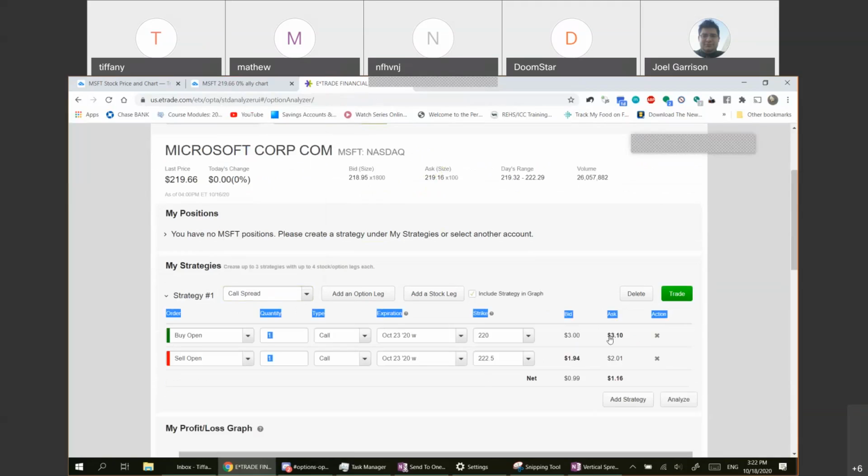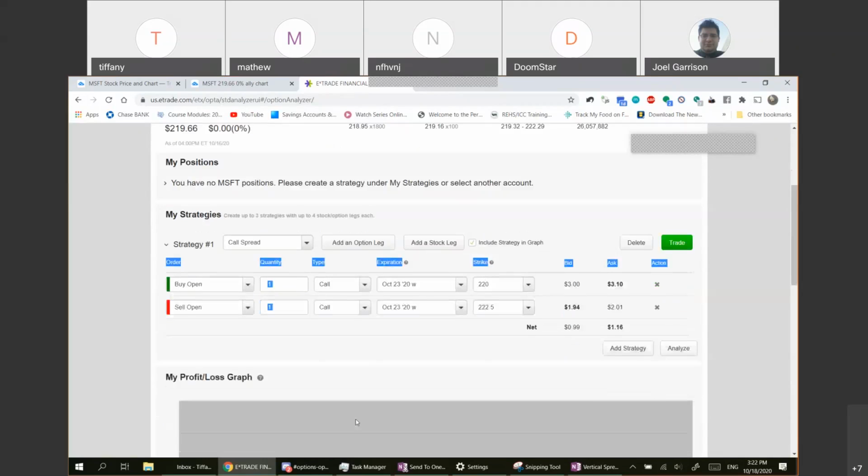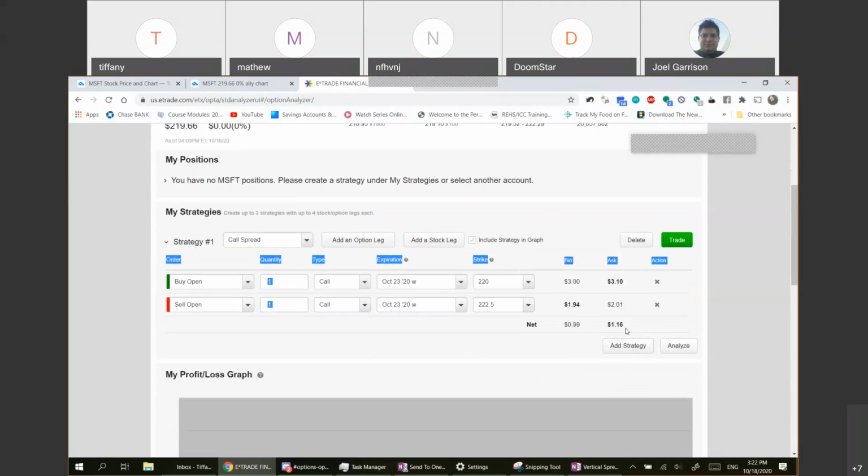In this case, the ask is at 310 basically. But the bid, the person who wants it, is trying to bid $1.95. So your net debit, or how much you're going to pay, is the difference between 310 minus $2.01. So you're only paying 1/16 for the spread.